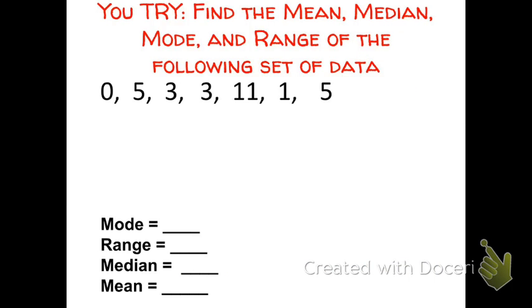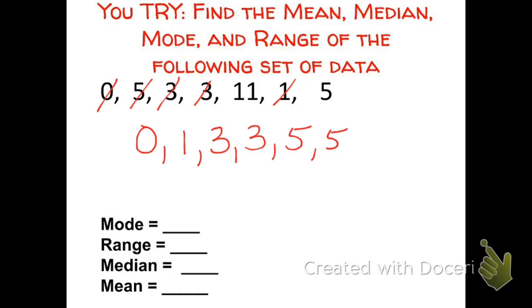All right, so as we do this together, let's write the numbers in order from least to greatest. So when you copy them on your paper, you can actually just copy them in order. So our smallest number is 0. Then next we have a 1.